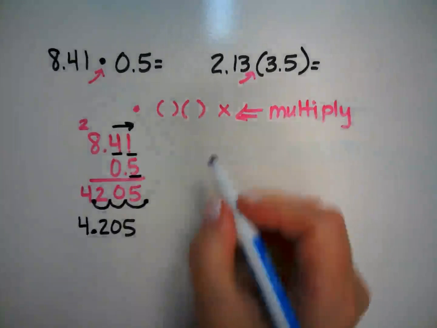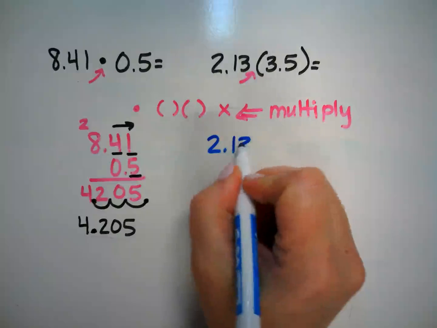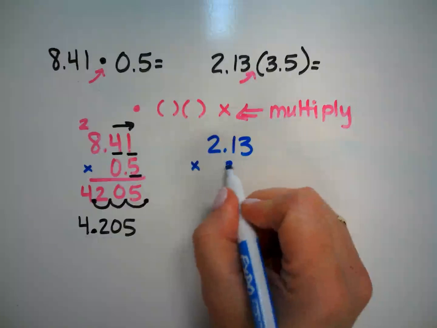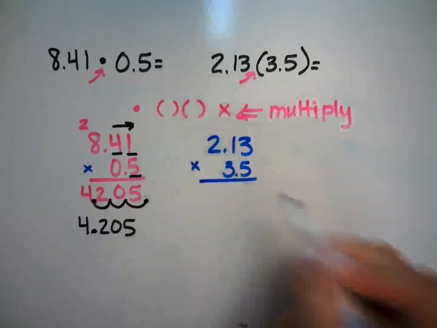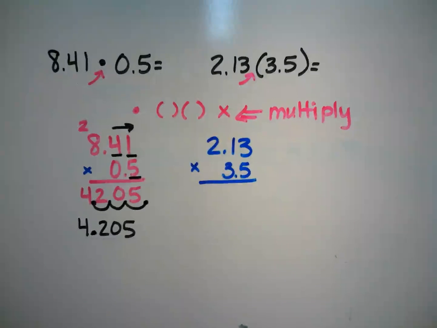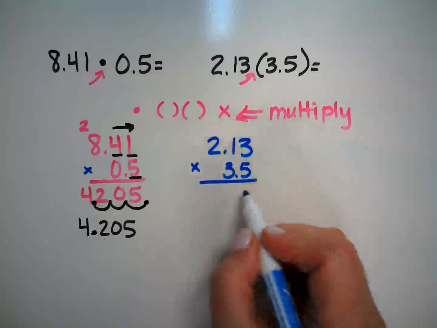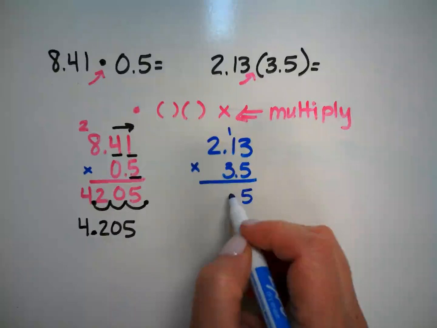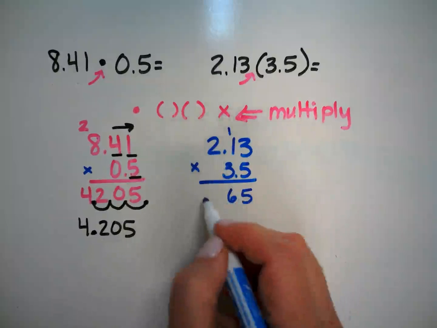Example number 2 is 2 and 13/100 times, I guess I should have put a multiplication sign there, 3 and 5/10. Okay? Again, first we're just going to multiply. Forget everything else. 5 times 3 is 15. 5 times 1 is 5, plus the 1 is 6. And 5 times 2 is 10.